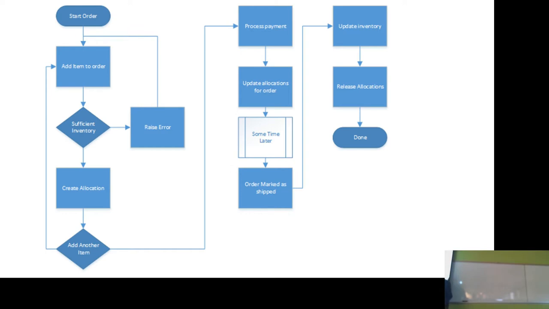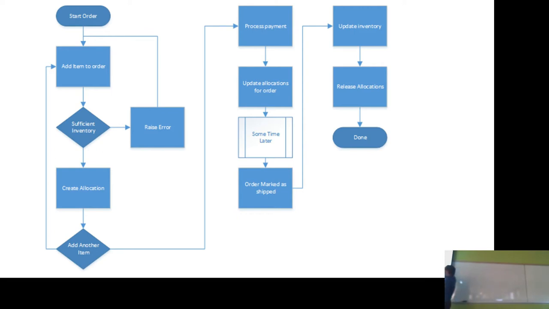The order is marked as shipped. In other words, the order came in at 11 o'clock at night. By 9 a.m., 2 days later, everything's been packaged up. It's in a box. Everything's been picked, et cetera, et cetera. They mark it as shipped. The order's been shipped. They put in a tracking code or whatever.